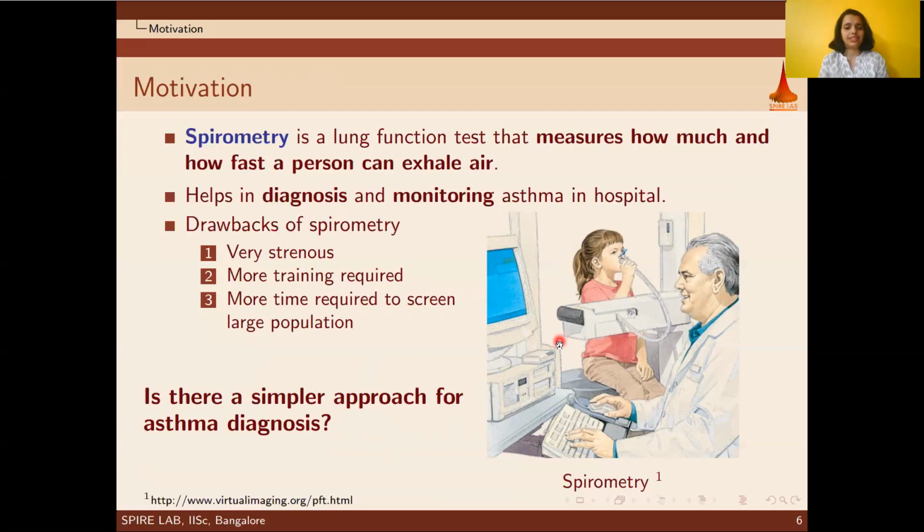Now the question is, is there any other technique available that can be used as a helping hand for spirometry by reducing its limitations? The answer to that is yes. Sound-based analysis can be one such technique which can be used to overcome spirometry's limitations, as it is cheaper, easy to use, and requires less training as well.